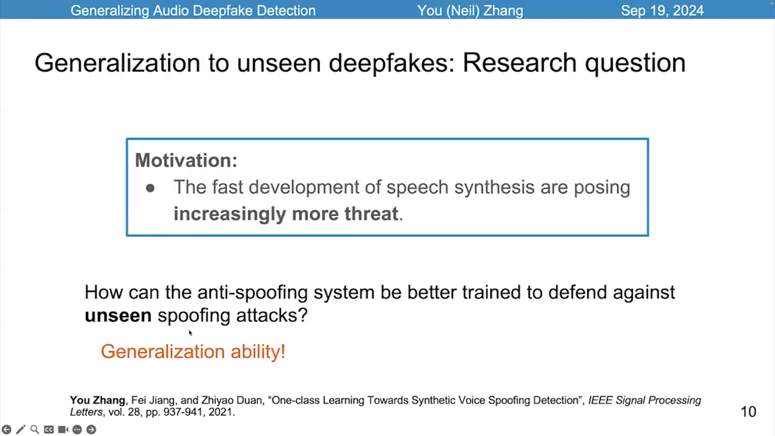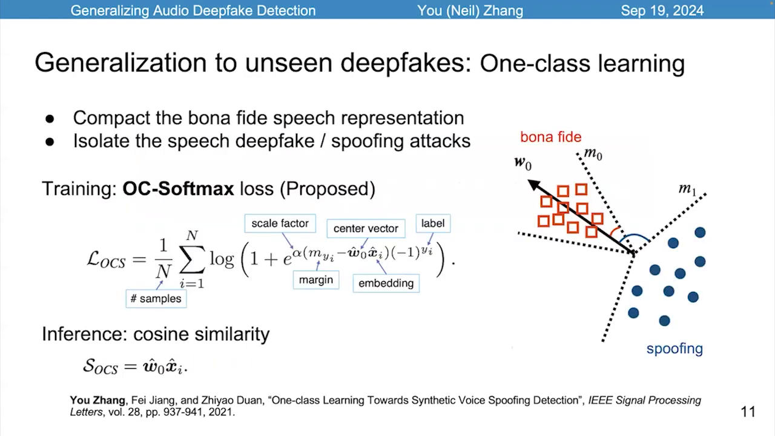The first research question I study is how to generalize the speech deepfake detection model to unseen deepfakes. The motivation is that the development of speech synthesis models is quite fast, and unseen deepfakes are becoming increasingly more threatening. We want the anti-spoofing system or speech deepfake detection system to be better trained so that we can defend against unseen spoofing attacks. In other words, we want more generalization ability.